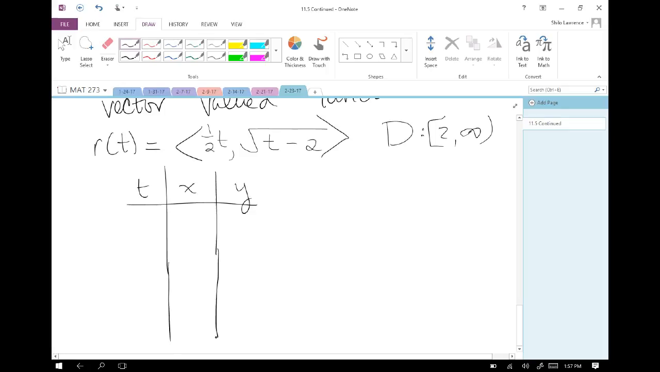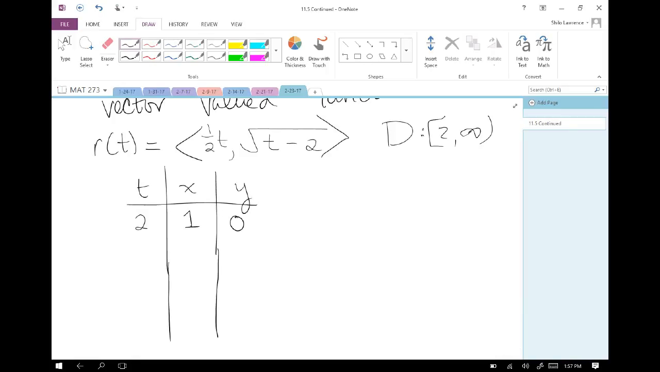Doesn't have to be a chart, but it keeps it nice and organized. If I plug in t equals 2, what do I get for my x and y component? That would be 1 for the x, 0 for the y. I am not going to plug in 3. We get 6.